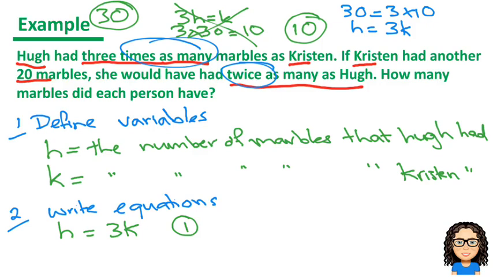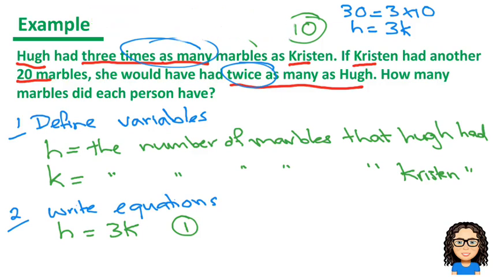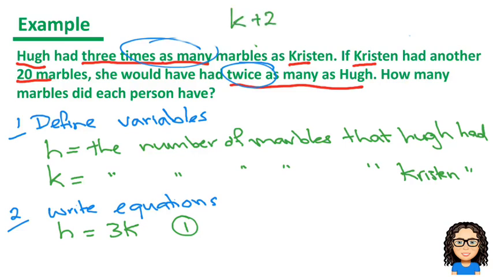Now we need to work out equation number 2. Let me just delete that bit. All right. So we're told that if Kirsten had another 20 marbles, so if I add on 20 to the amount that Kirsten had, then she would have had twice as many as Hugh. So again, twice as many as Hugh. Okay, so there's our second equation. K plus 20, not H. K plus 20 is equal to 2H, equation number 2.